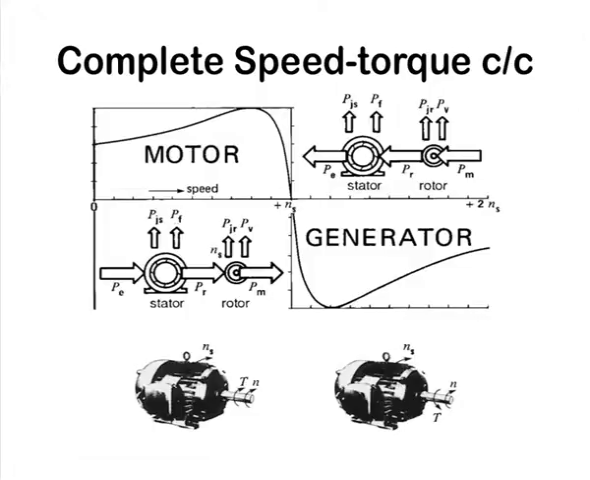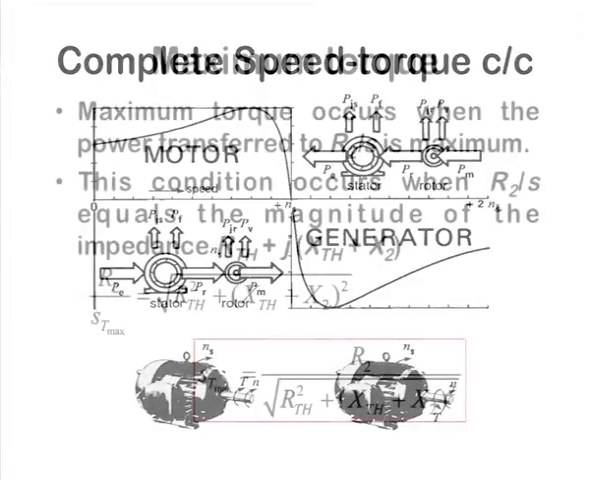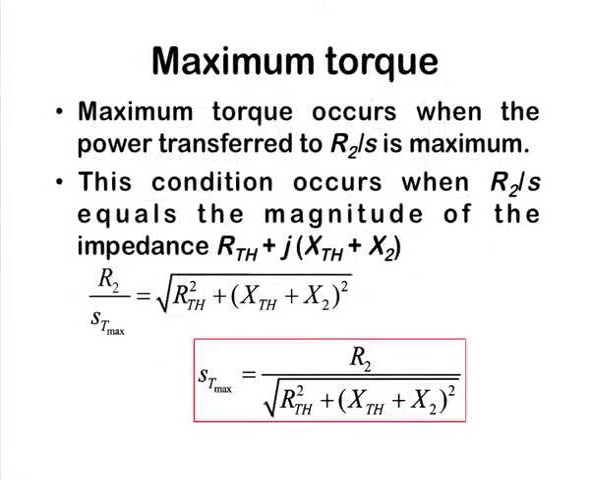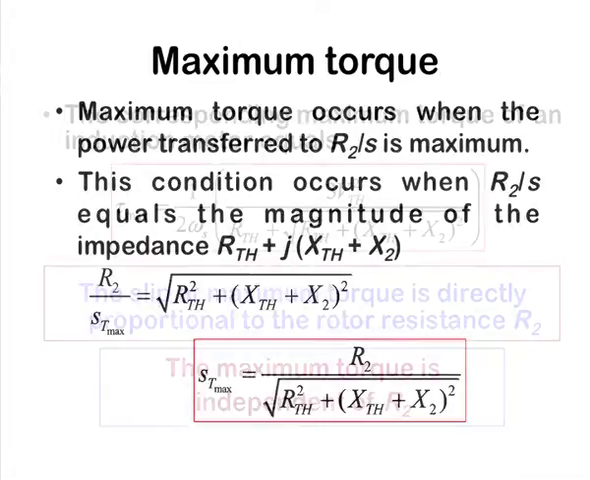This is the complete torque speed characteristics for both motoring action as well as generating action. You can see from the screen. Another conclusion was that the maximum torque occurs when the power transferred to R2 by S is maximum. This condition occurs when R2 by S equals the magnitude of the impedance RTH plus j times (XTH plus X2). So, the slip at the maximum torque condition is obtained as follows, as you can see from the screen.